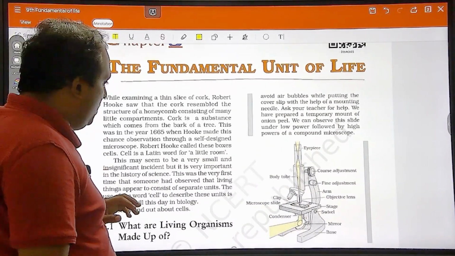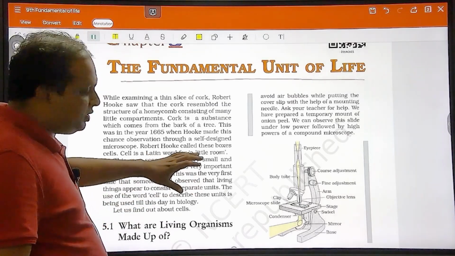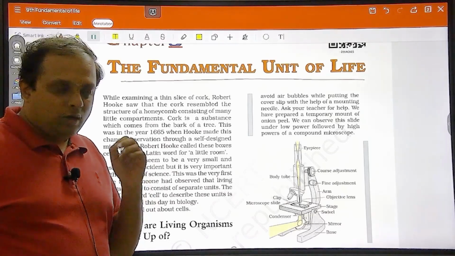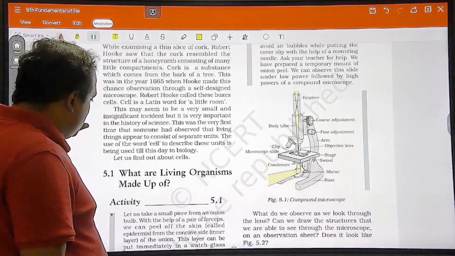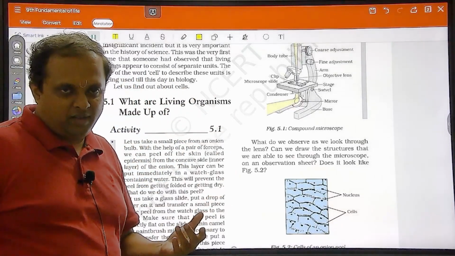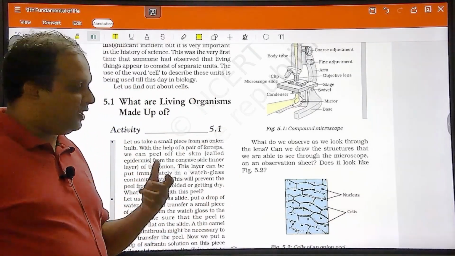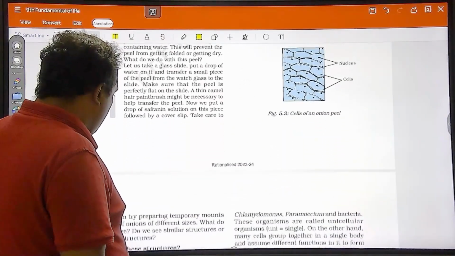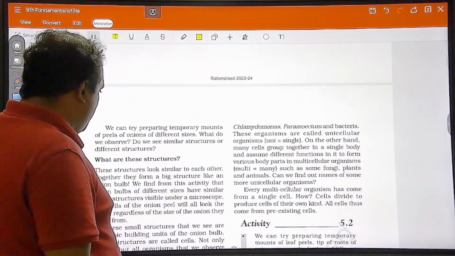When you go through this chapter, you would see that the introduction about the cell is given. Here you see a structure of a microscope, because cells are microscopic. A microscope is required for us to observe the cell. The historical perspective of the cell is also given, like who discovered the cell for the first time and what led to his discovery. And the structural aspects of cells are given.